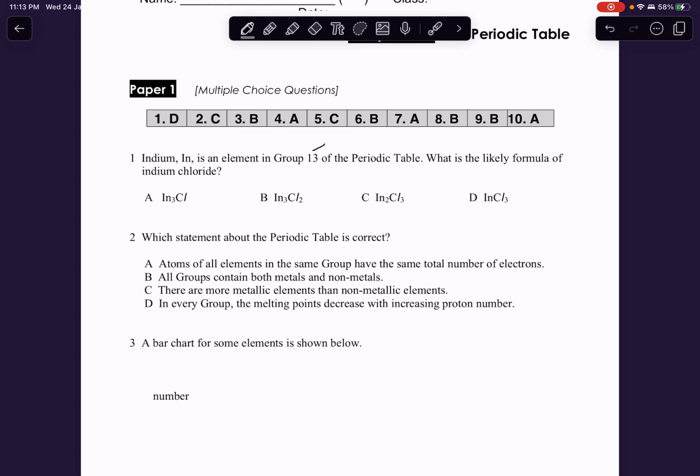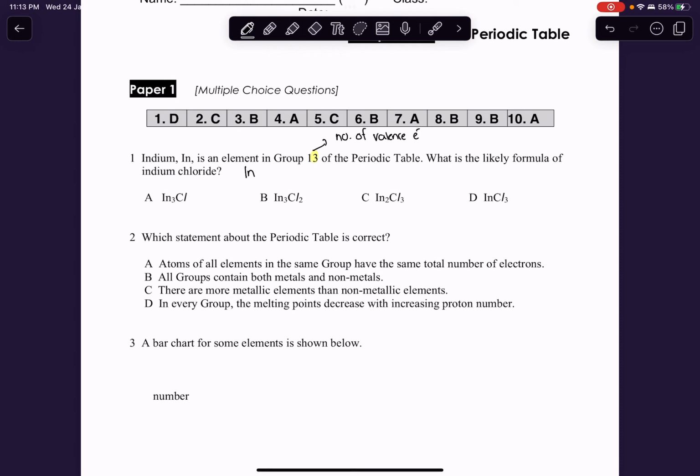What does it mean to be in group 13? Remember, the group number tells us the number of valence electrons. We look at the second digit, especially for groups 10 and above, 10 to 18. So it's 3 valence electrons. What will it likely do?